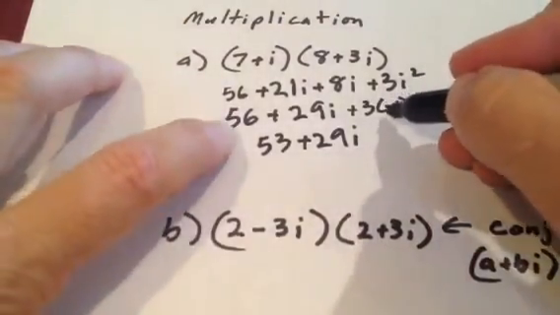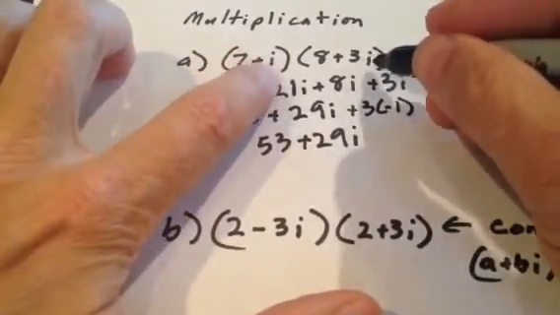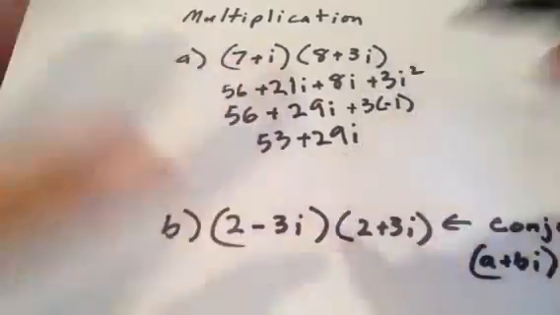And then those are both real numbers now. So that's kind of cool. When you multiply two imaginaries, if they're both just i, they become a real number.